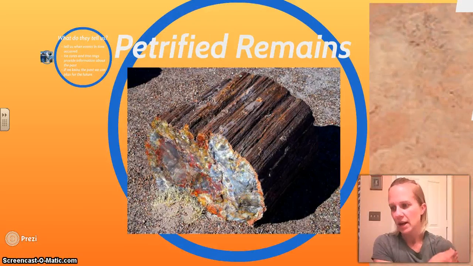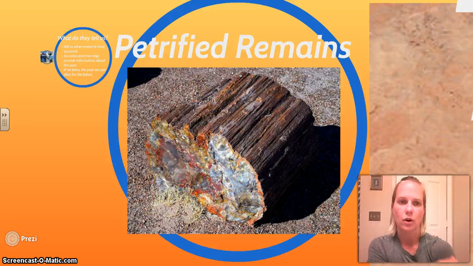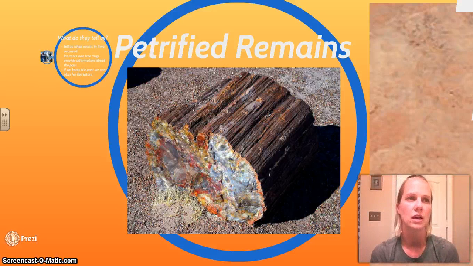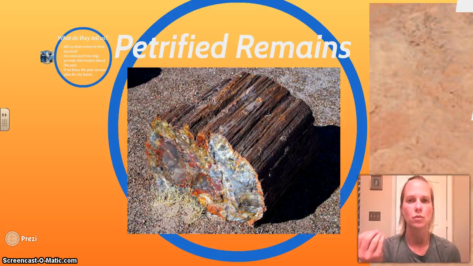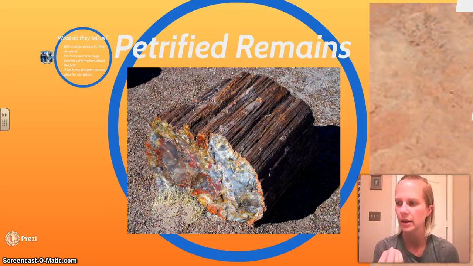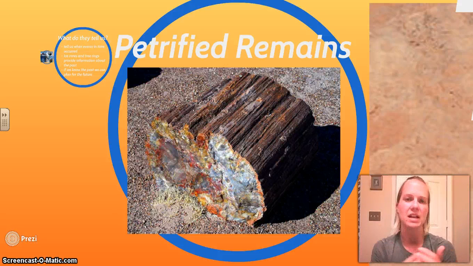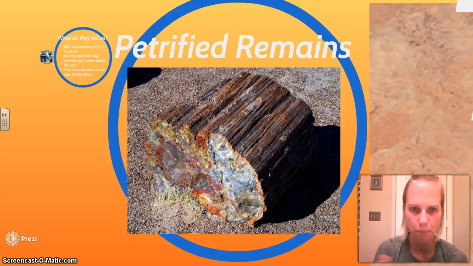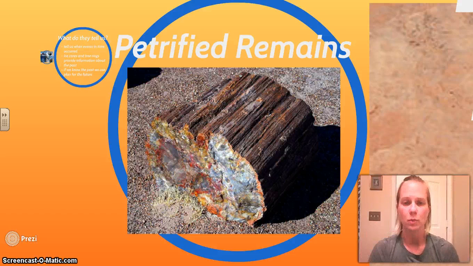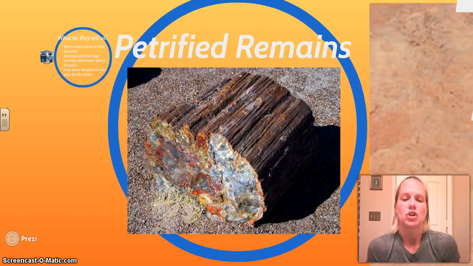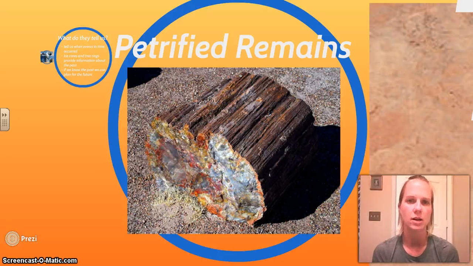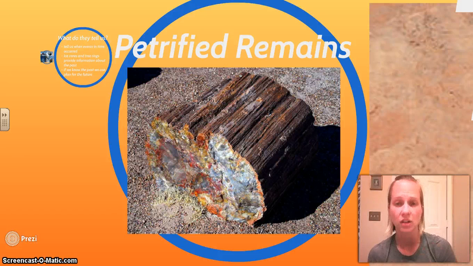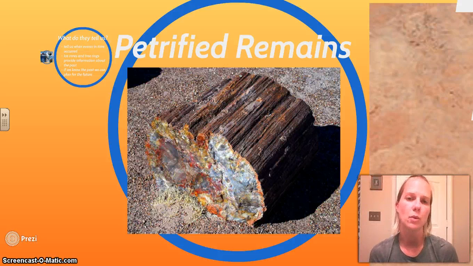All right, petrified remains are going to be like a tree, for example. The cells in the tree over time have been replaced with sediment, a nice hard sediment, and that makes it feel like rock. So if I were to pick up this petrified wood right now, it would feel like a big giant rock, not wood itself. It wouldn't have that lightness that wood does. It would be extremely heavy because all of the cells, the softer part, have been replaced with very hard sediment.